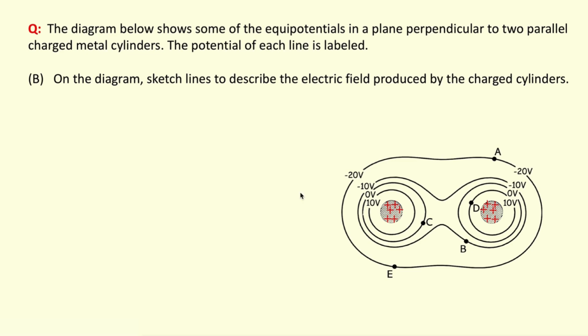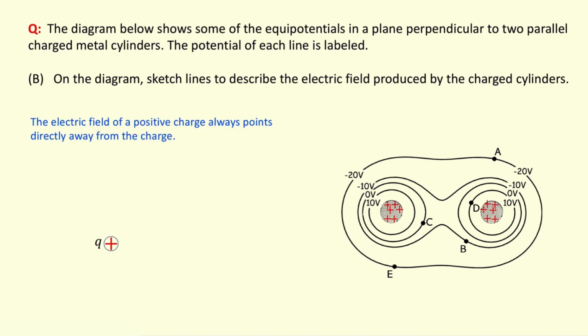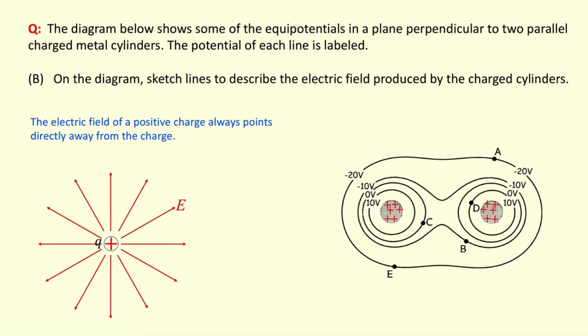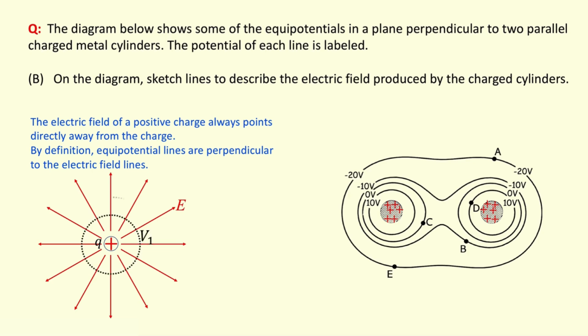Before we work on this electrostatic system, let's generalize our discussion. The electric field of a positive charge always points directly away from the charge, like this. And by definition, equipotential lines are perpendicular to the electric field lines, like this for V1, this for V2, for V3, and so on.